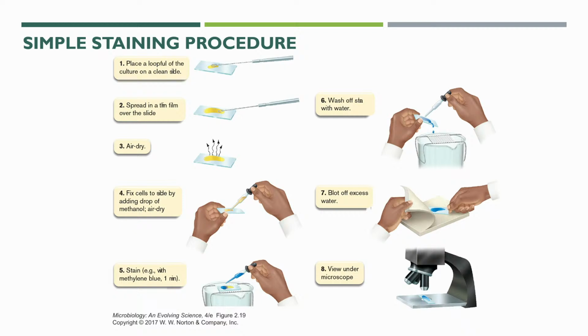So you heat fix it. In this case, they're adding methanol. We'll do a heat fix with the Bunsen burners. I'll show you that in lab. And then after you heat fix, you can stain. So you put a drop of the dye, and then you have to wash off the dye and blot off the excess water, and then you can look at it under the microscope. You don't need a cover slip for this because it's not a wet mount. It's just a fixed stained microbe. So this is the simple staining procedure.